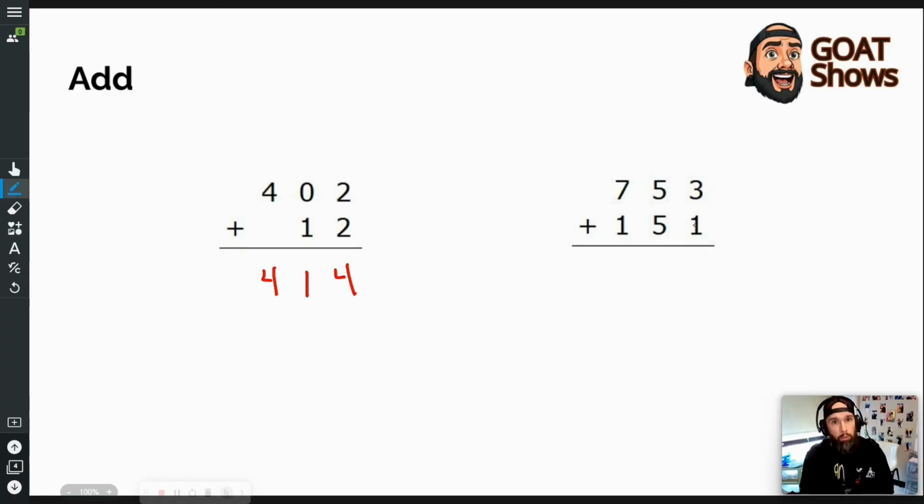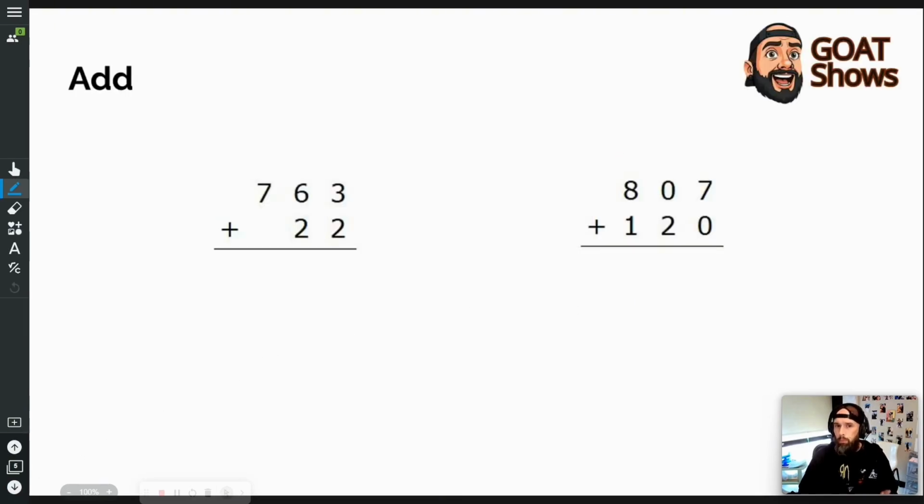Let's look at this one. 753 plus 151. 3 plus 1 is 4. 5 plus 5 is 10. So now we have a number that's 10 or higher. So what we're going to do is write out the 0 from the ones place value. Since it's 10, you write out the 0 and carry over the 1. Okay? So that 1 and that 0 would make 10. We write out the 0 and carry over the 1. 1 plus 7 is 8. 8 plus 1 is 9. So our final answer is going to be 904.